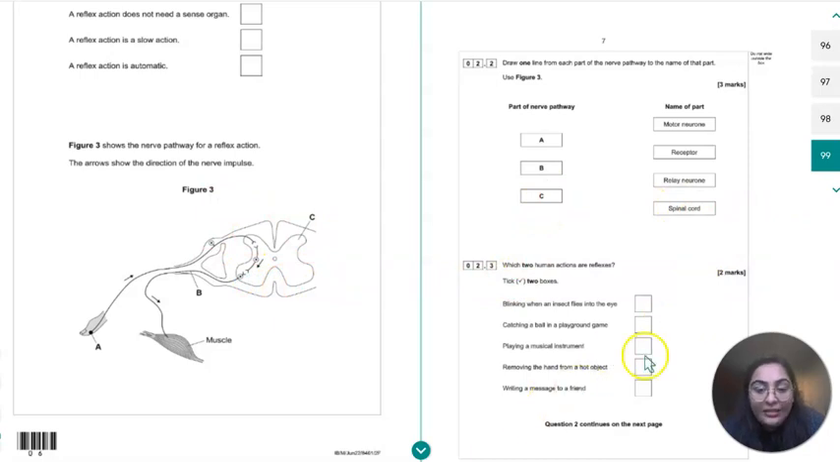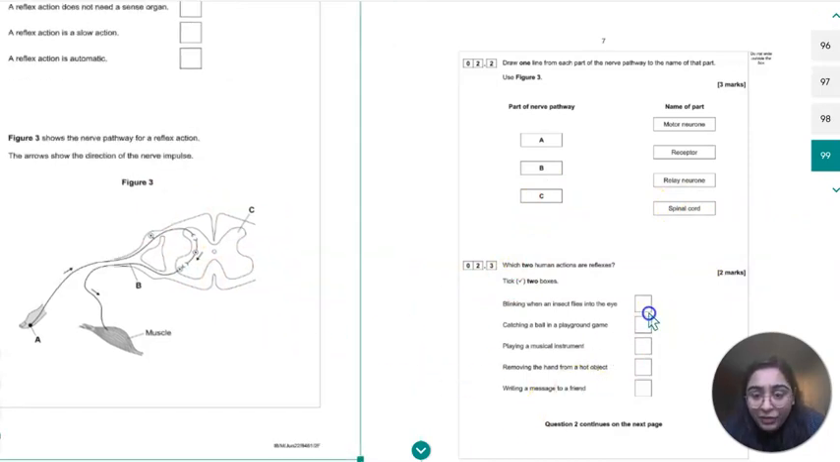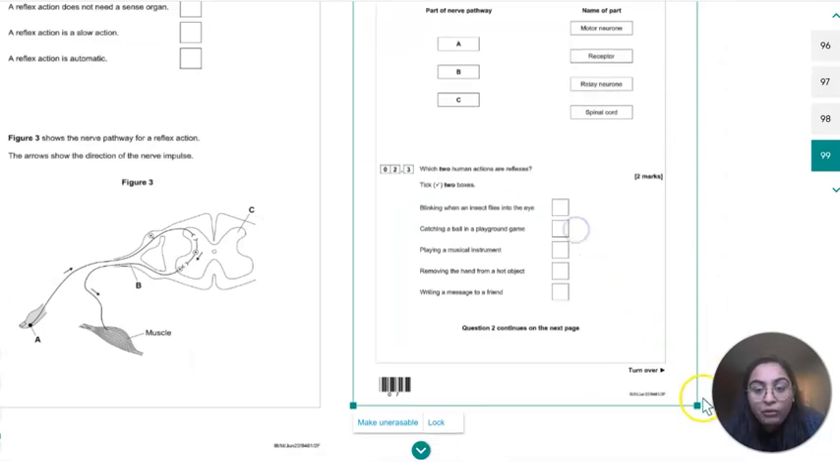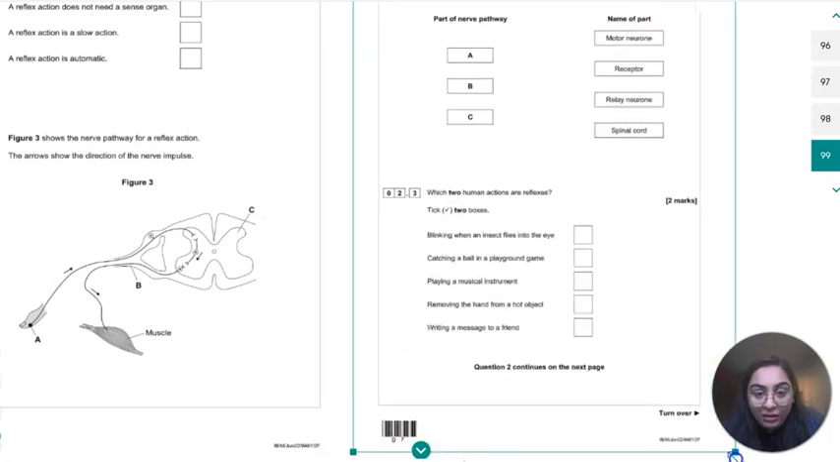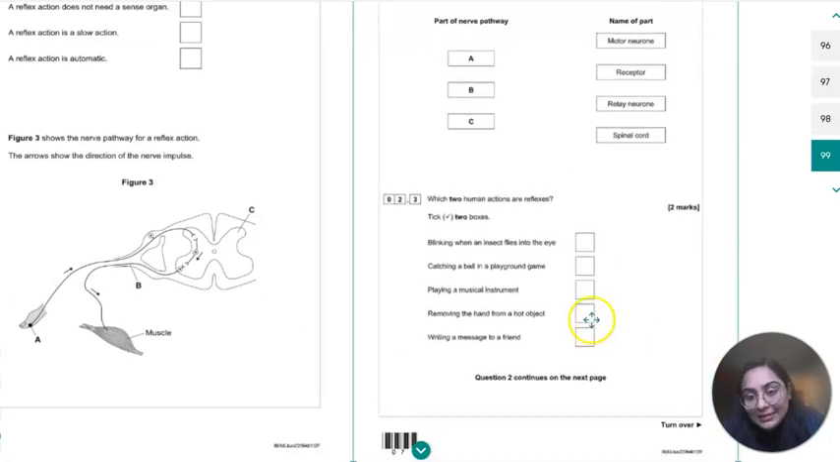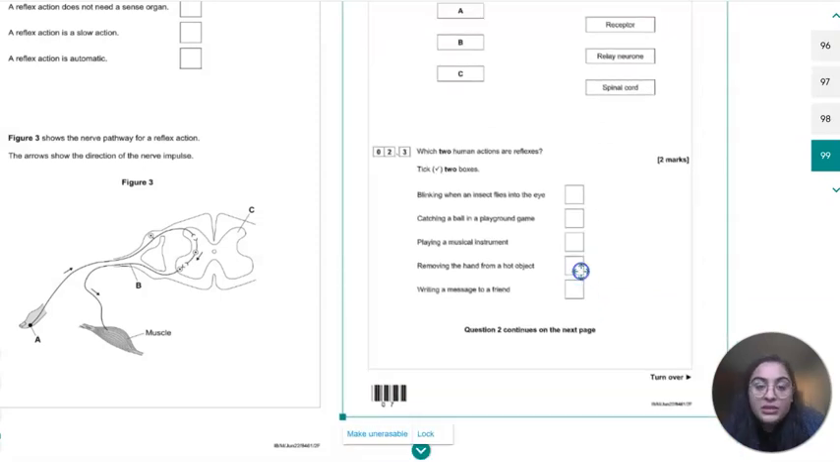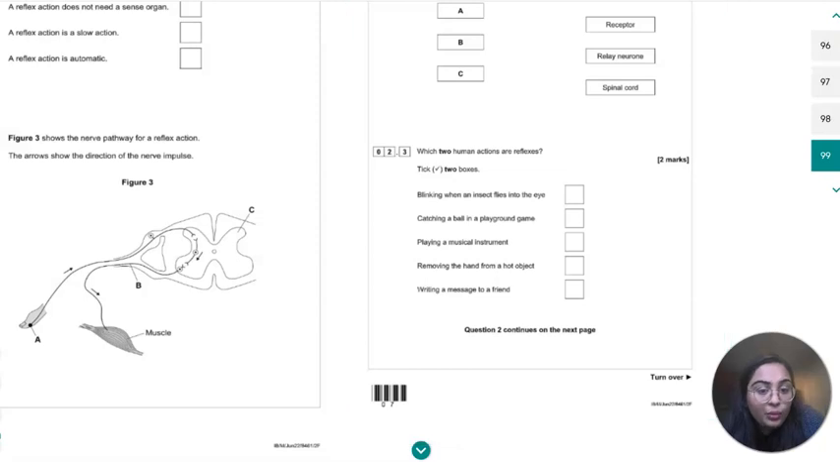And now in the final part of the question, we're thinking about what reflex actions actually are. And like we said, reflex actions are automatic responses that are fast to protect us against danger, to keep us alive. So which two of these human actions are reflexes? So blinking when an insect flies into the eye, what do we think? Is that a reflex action?